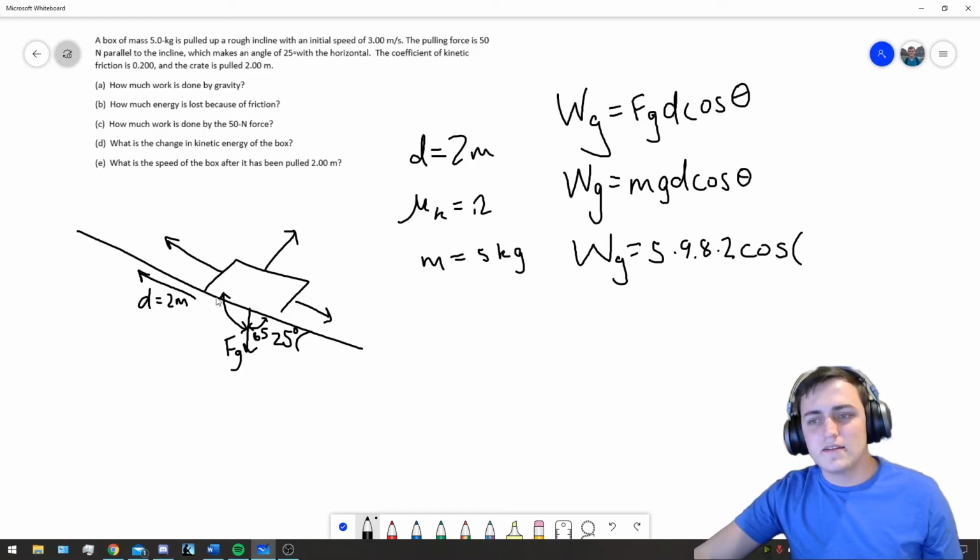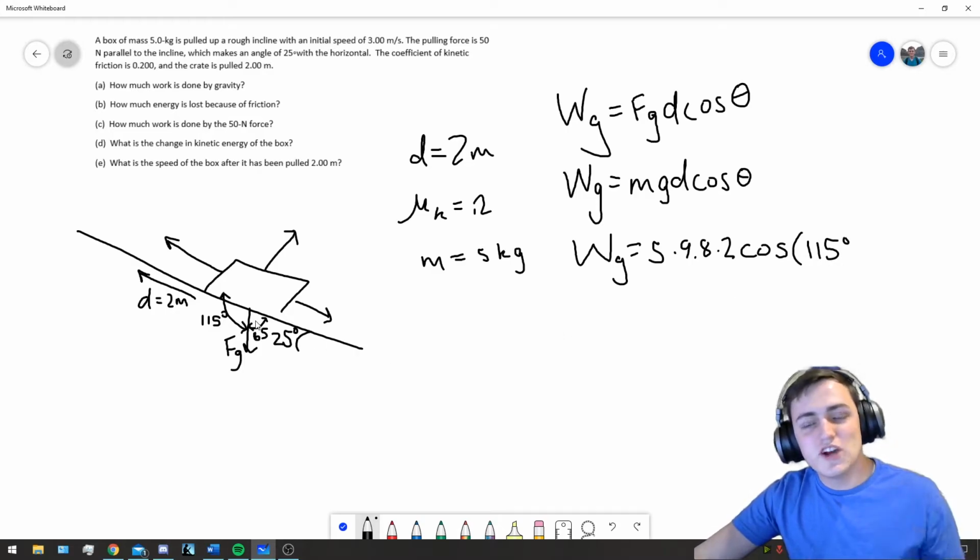And understanding that this 65 and this, our theta here, need to add up to 180, so it's 115. We'll make that add up to 180. So we found our theta to be 115 degrees. We're just doing geometry so we can find the angle between the force and the displacement.